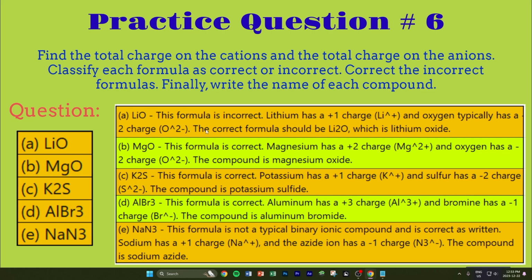And the same process works for all the rest of these. I'm not going to explain all of them, but I'm going to explain the second one. For the rest of them, you can try them out for yourself and see if you get the correct answer. So for this one, we have MgO. So this is magnesium and oxygen. So let's see if this formula is correct.